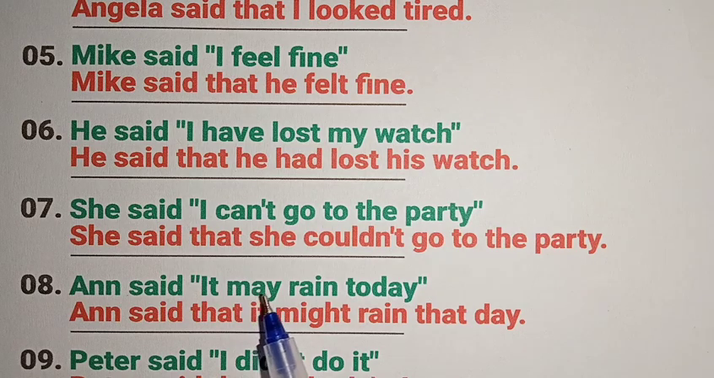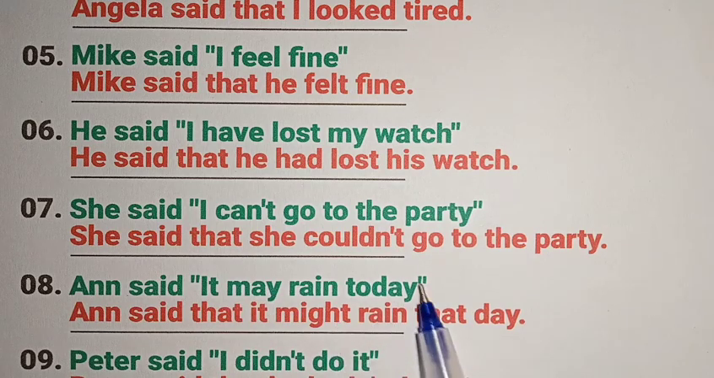So we change the verb, this is the modal verb. So we change this modal verb into might, and also today into that day. Anne said that it might rain that day. So it is clear to you. Let's see the next example.